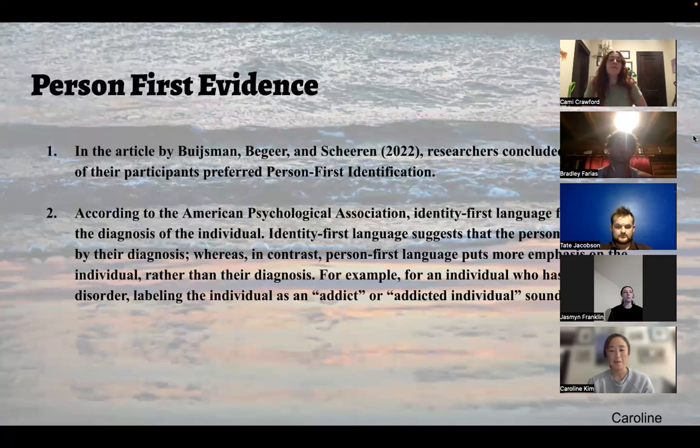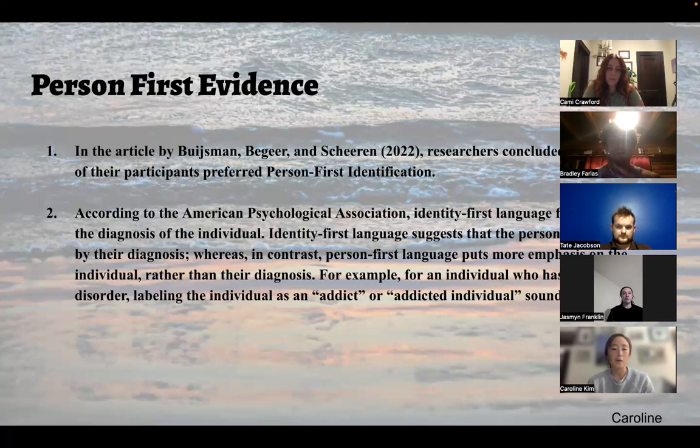Thank you. And now I will be presenting on behalf of Person First with the Person First evidence. So in the article by Louisman, Begier, and Shireen, researchers concluded that about 68% of the participants preferred the person-first identification. It was mentioned that when people were identified as autistic, it had a more derogatory tone to it.